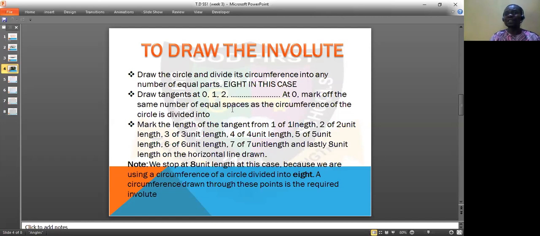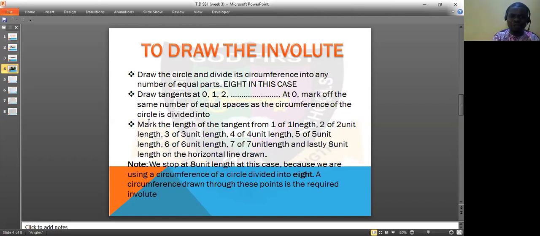Probably you're using A3 paper. You can use the same radius you use for the circle for the space you have. But what we know is the circle was divided into 8. The tangent should also be divided into 8. That is the most important thing.